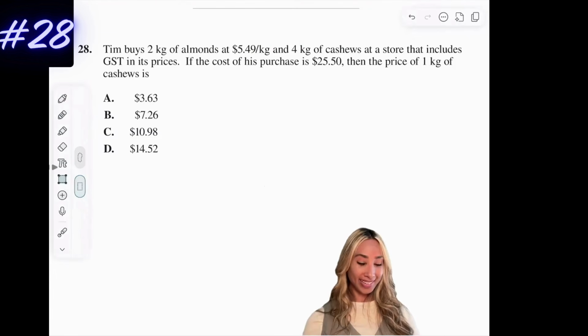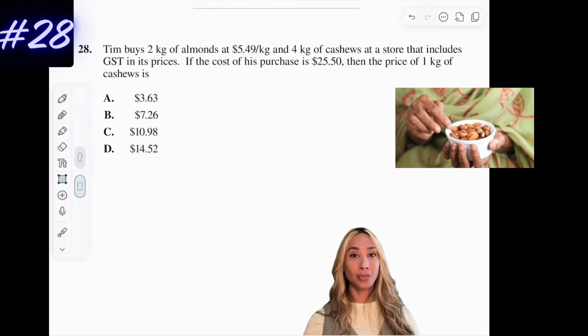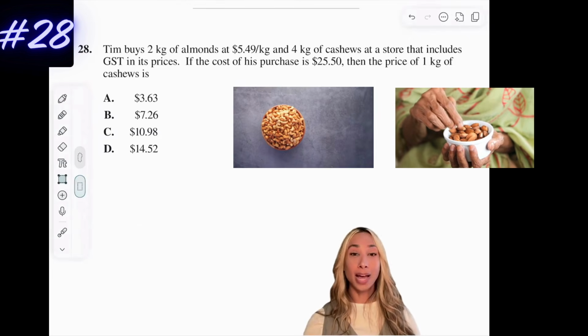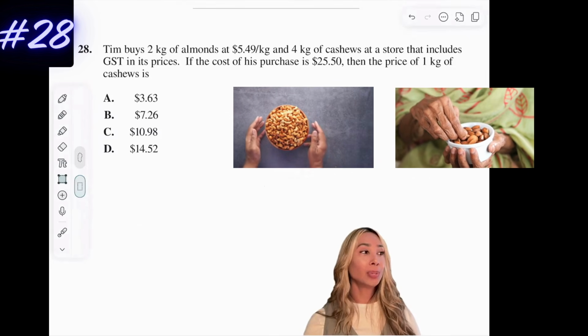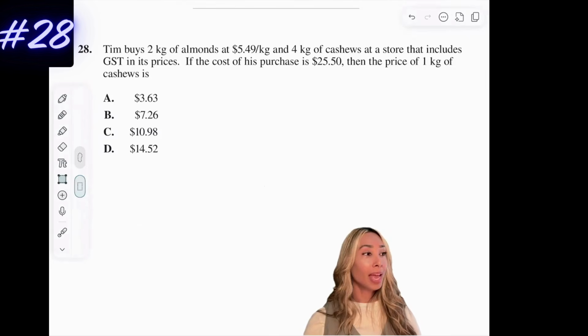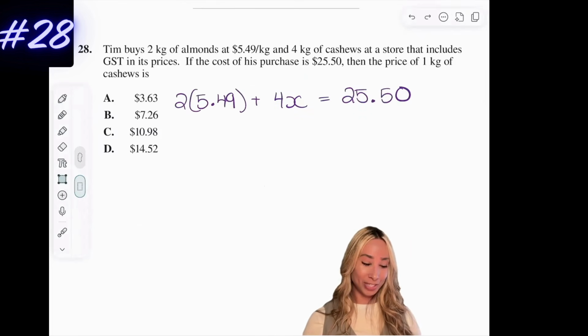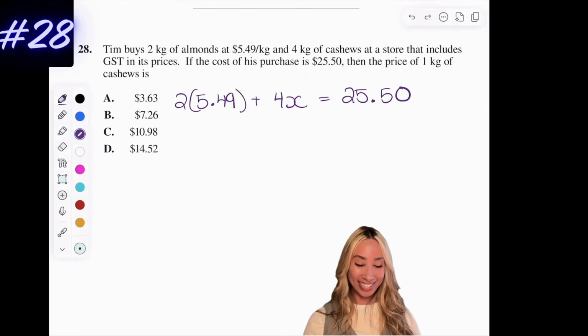Okay, number 28. Tim buys 2 kilograms of almonds at $5.49 per kilogram and 4 kilograms of cashews at a store that includes GST in its prices. If the cost of his purchase is $25.50, then the price of 1 kilogram of cashews is blank. I'm really sorry if you're allergic to nuts. That's an annoying question to read sometimes. If you're allergic to that, you might have a strong dissociation to it.